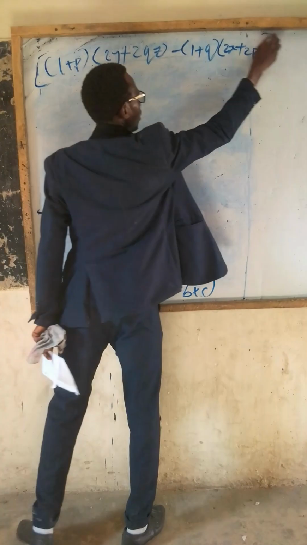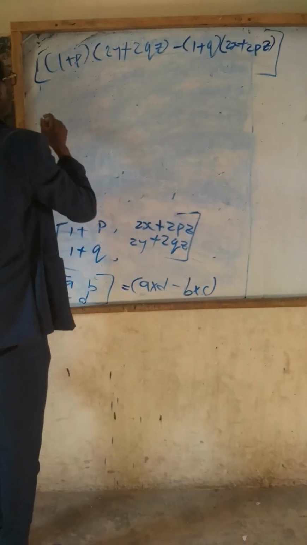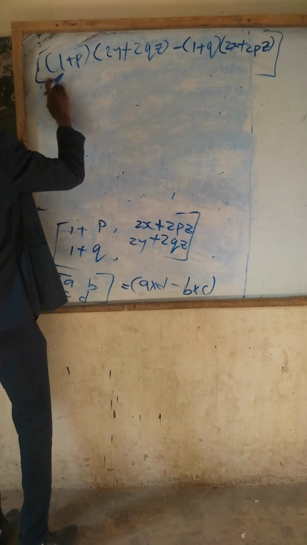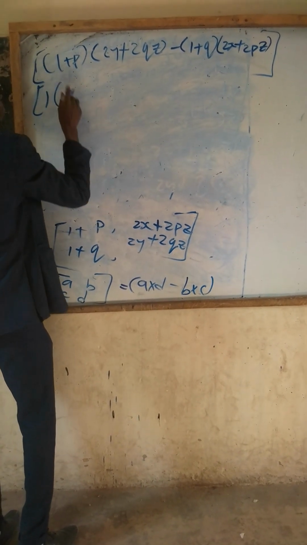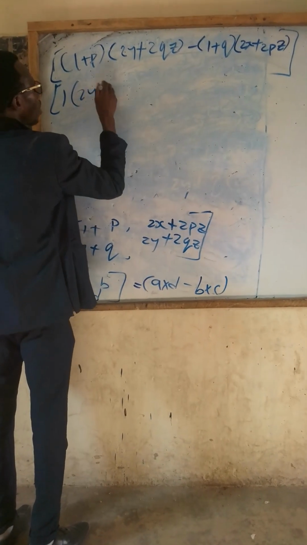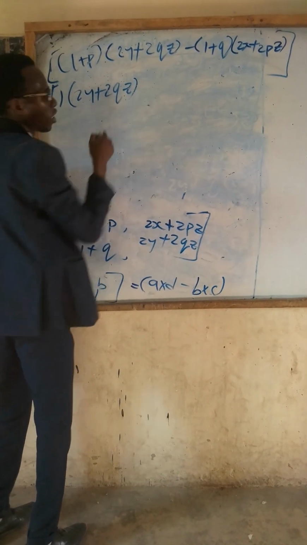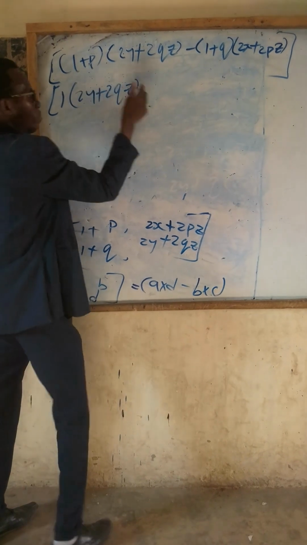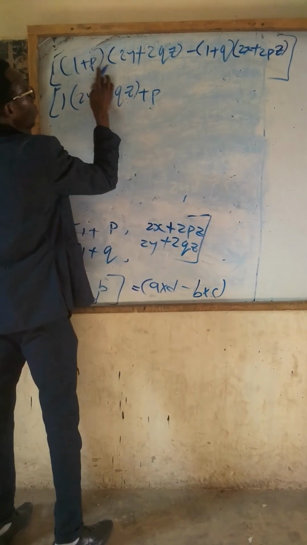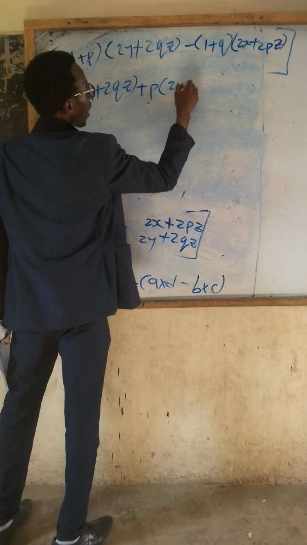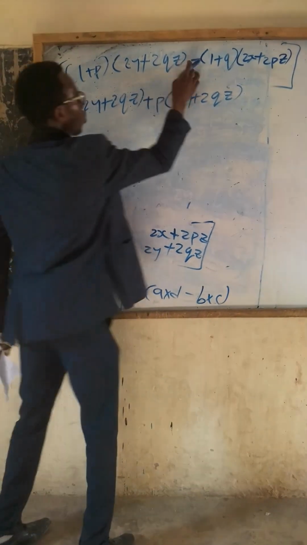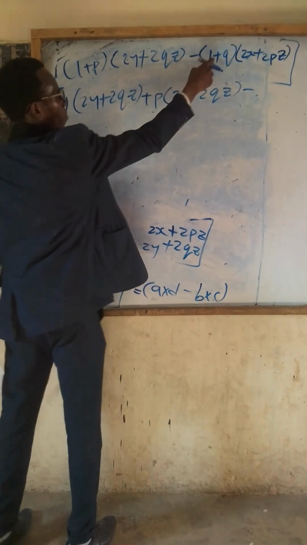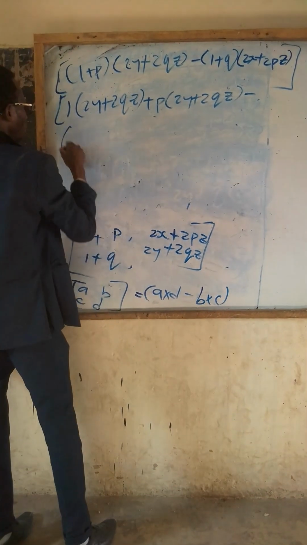So, having known that, what we have now, we are going to multiply this one by what? This, 1 multiplied by 2y plus 2qz. Are you getting me now? Then we have plus p multiplied by this, 2y plus 2qz. So, we write our subtraction sign. Then we come back here, 1.